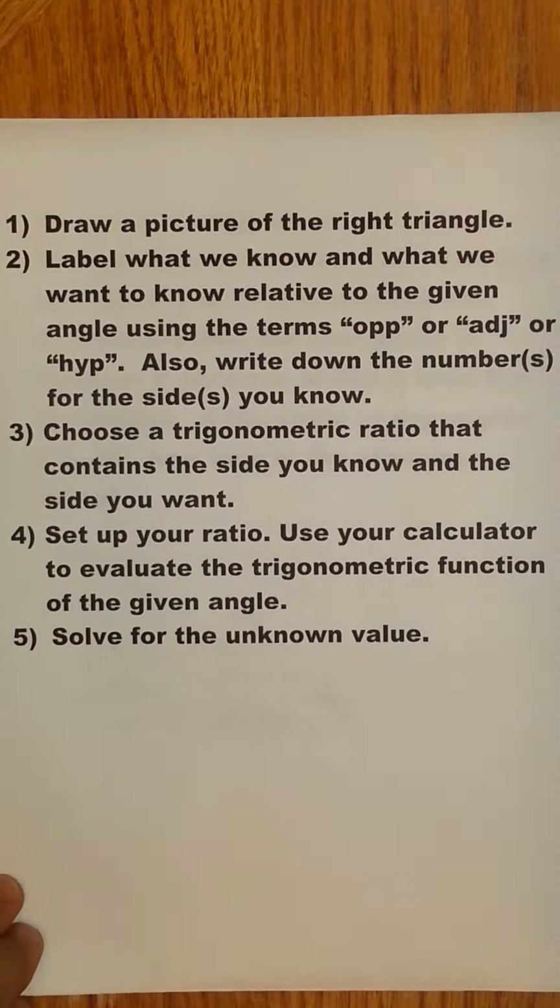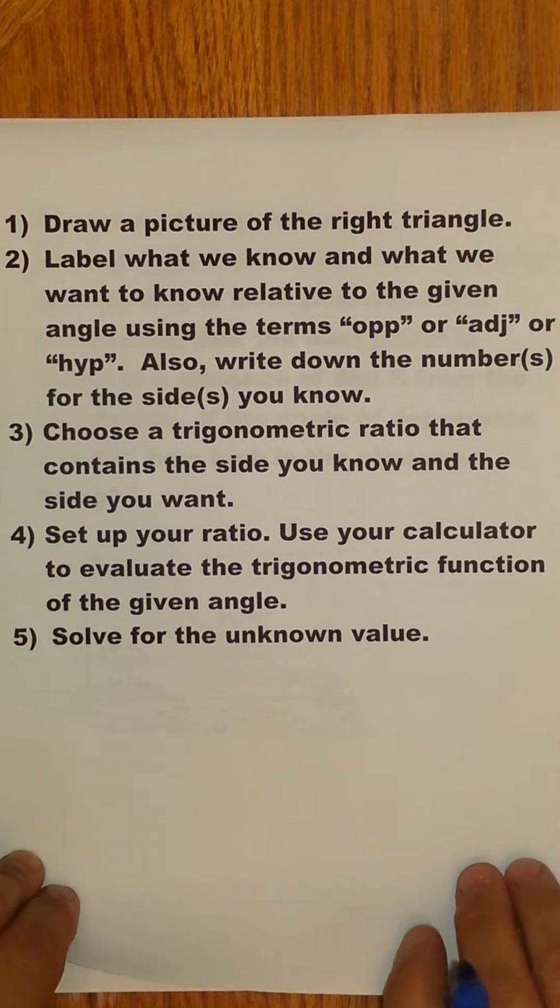We're going to look at an example of an application using right triangles. These are the steps I normally follow. Draw a picture of the right triangle, label what you know and what you want to know using opposite, adjacent, and hypotenuse to label the sides of the right triangle. Choose a ratio that involves the side that you know and the side that you want to know. Set up your ratio. Go ahead and figure out what the trigonometric function of the angle given is and solve for the unknown value. Right?